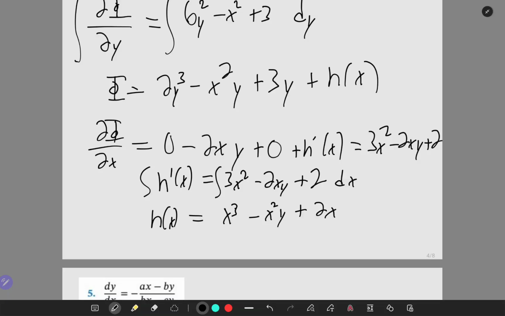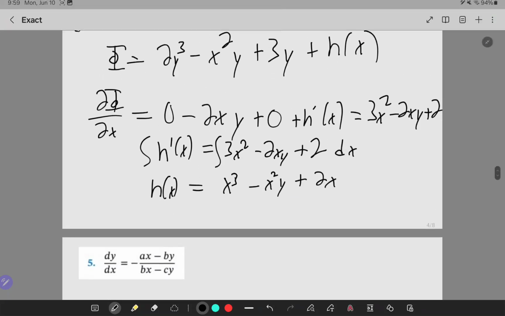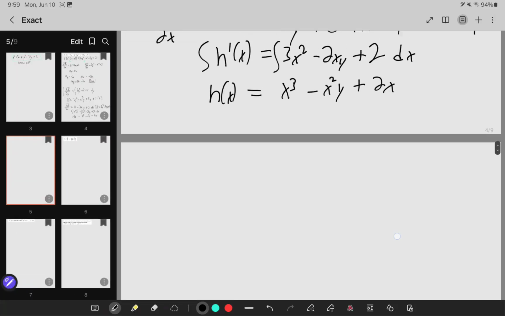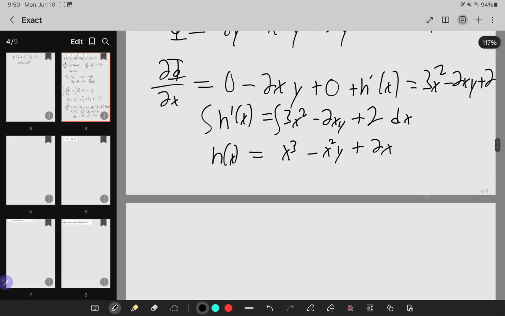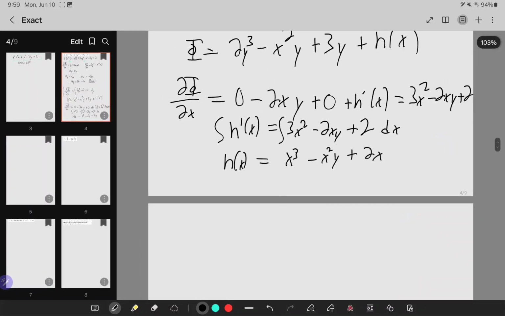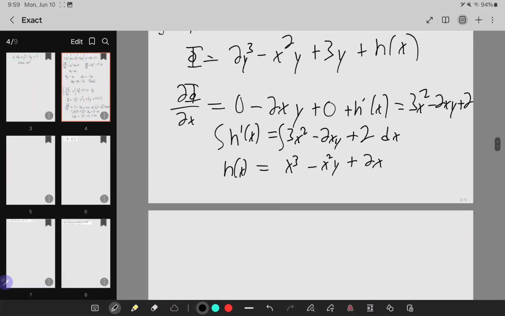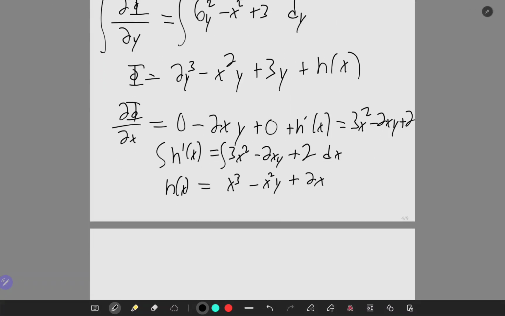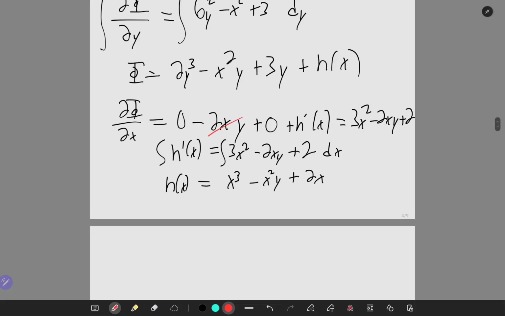Now, I need another page again. Now we have h of x. We plug that back into phi. So, wait, I just noticed a mistake. Oh my god. In this previous step up here, I completely forgot about this term over here. Those actually cancel, so this is actually easier than it looks.